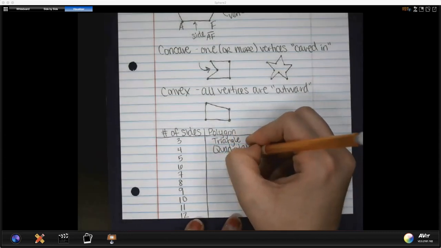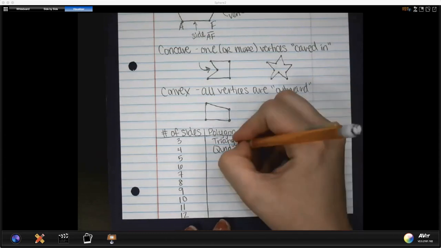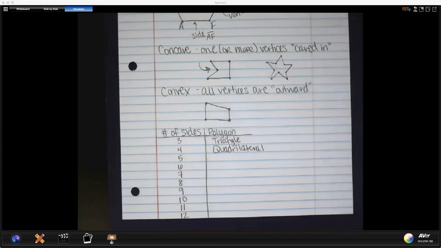Okay. Quadrilateral. So within quadrilateral, you could have square, rectangle, trapezoid, kite, isosceles trapezoid, rhombus. So there's lots of four-sided figures, but the most general form is a quadrilateral.